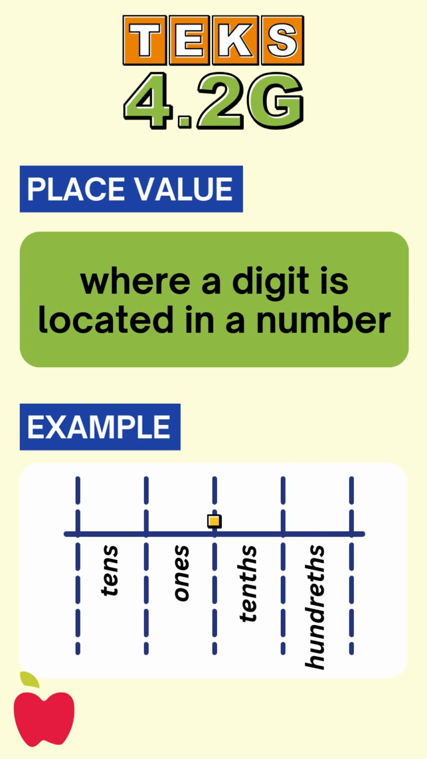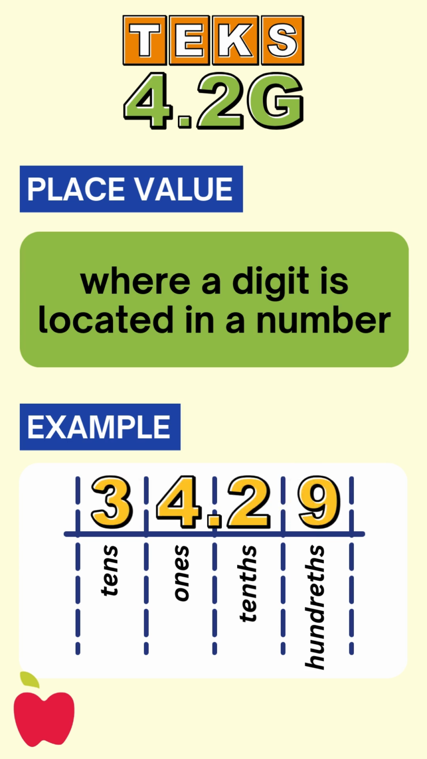For example, in the decimal number 34 and 29 hundredths, the 2 is in the tenths place, meaning it represents 2 parts out of 10, or 2 over 10. The 9 is in the hundredths place, meaning it represents 9 parts out of 100, or 9 over 100.